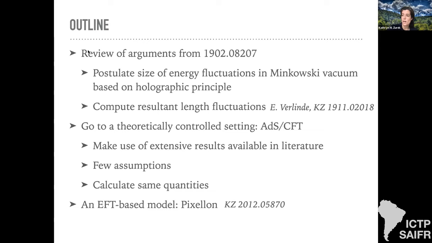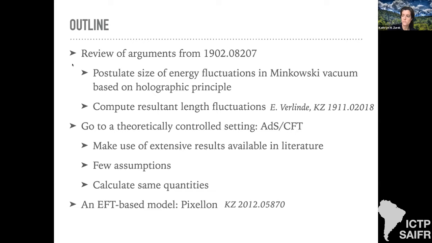So the outline of the remainder of this talk is I'm going to review arguments from our first paper, where we postulate the size of the energy fluctuations in the Minkowski vacuum based on the holographic principle. Then we compute the resultant length fluctuations by doing a foliation of the causal diamond as a topological black hole. Then I'm going to go to a more theoretically controlled setting, which is AdS-CFT, where there's just no question about what's going on. I don't have to postulate anything. I just sit down and calculate. And we find the same features as we did for Minkowski space.